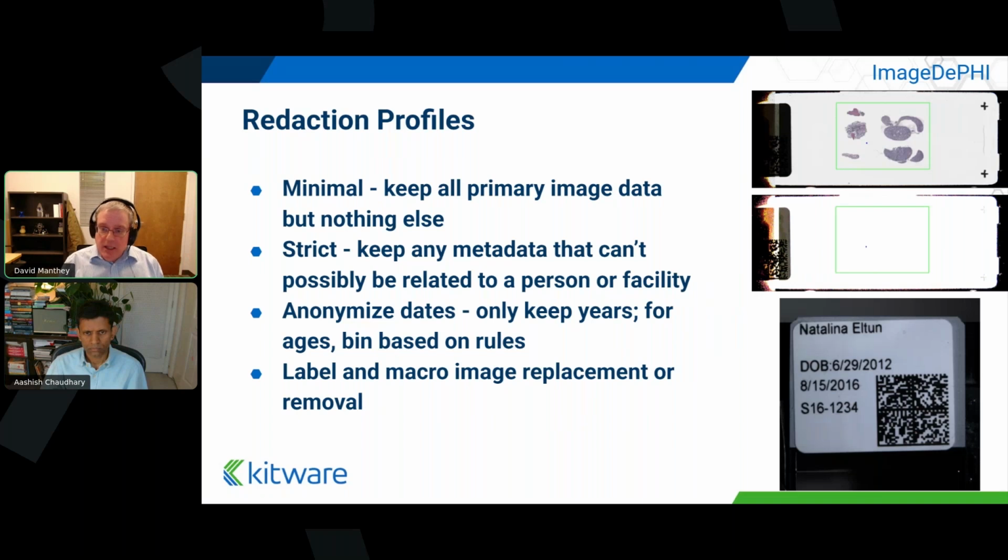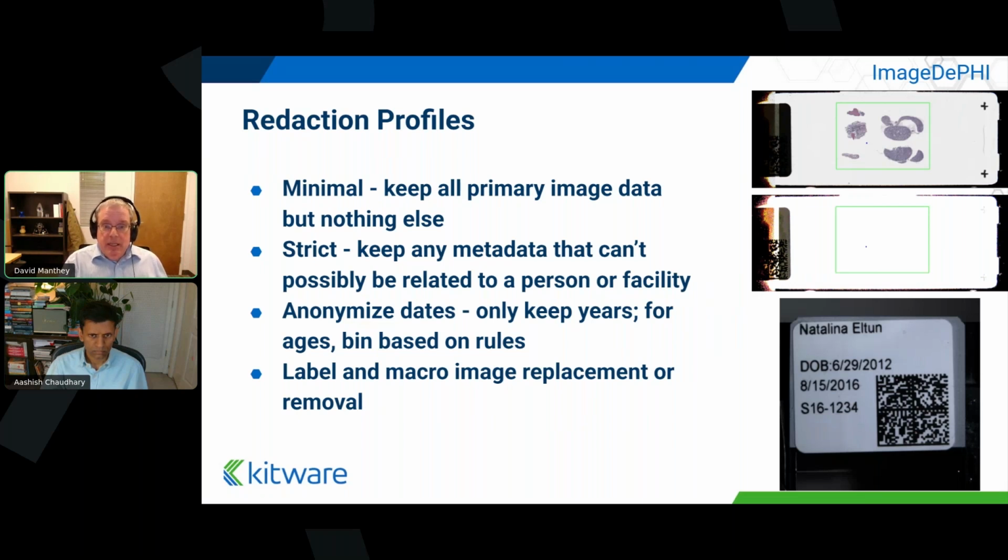You end up with an image that has nothing but actual imagery of the primary image. You don't have any macro, you don't have any label images, but you also lose metadata, possibly like the objective lens used, or the actual properties about like exposure times, or maybe a particular imaging modality that was used. We can have things be strict, but not quite that minimal. We can keep metadata that can't possibly be related to a person or facility, the crop zone that was on the slide, things like that.